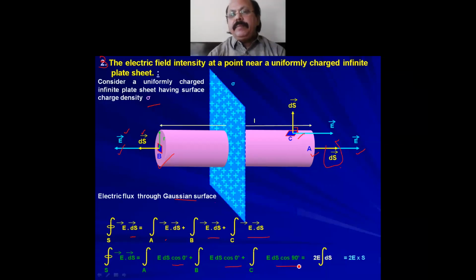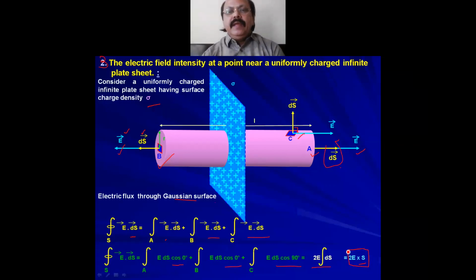So cos 0 is 1, cos 90 is 0. So that's why you will get integral E ds plus integral E ds plus 0. So this becomes 2E integral ds. Now integral ds, we say that total area is S. So this becomes the total electric flux through the Gaussian surface equal to 2E into S.